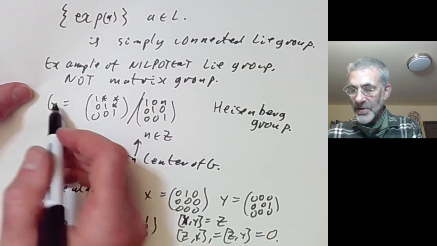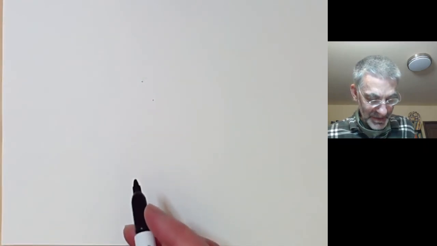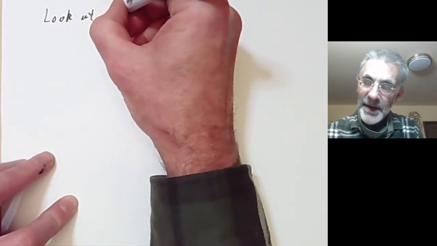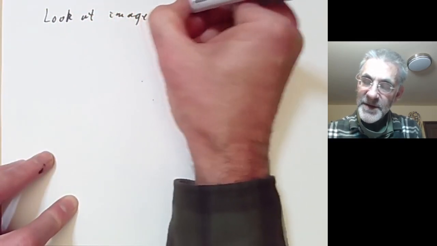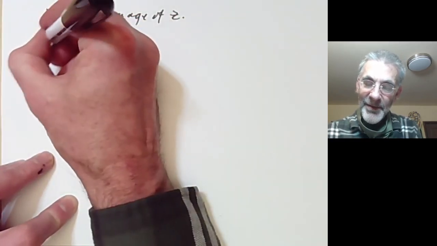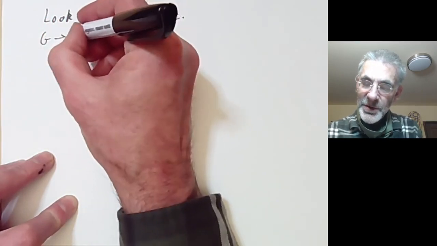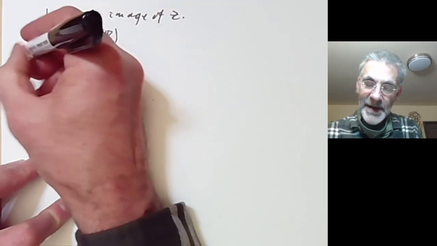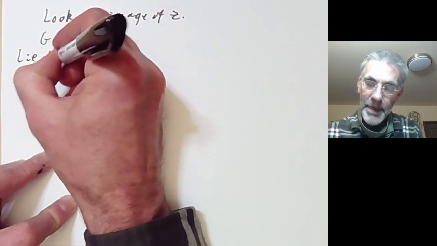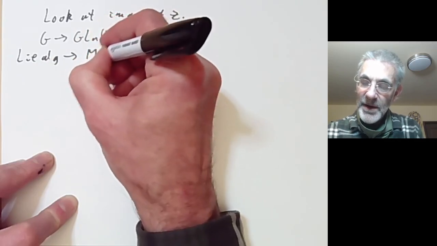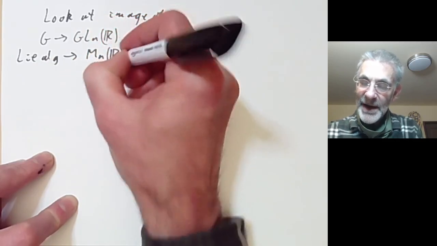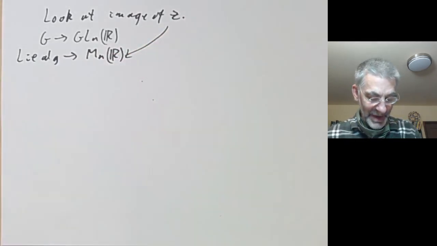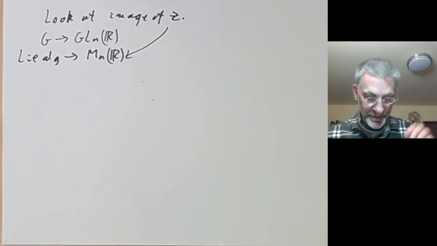And now we want to show that we can't represent G in terms of finite matrices. Well, we look at the image of z. Here we're taking a map from G to the general linear group over n of the reals, and the Lie algebra will map to something in the n by n matrices over the reals, and we want to look at the image of Z in n by n matrices over the reals.